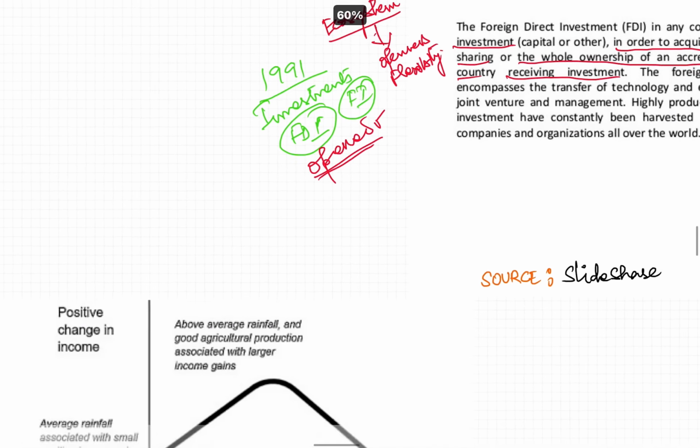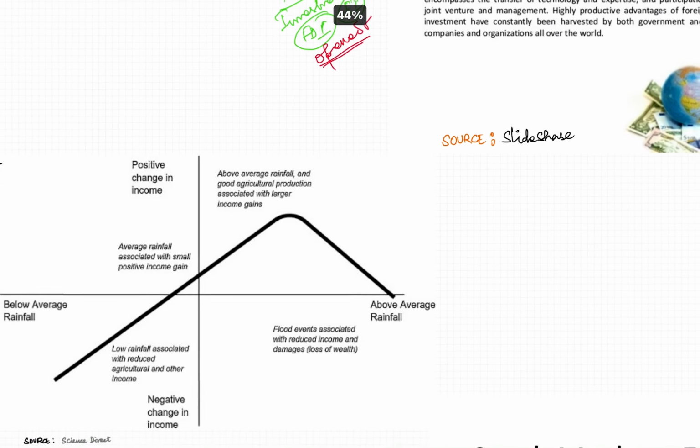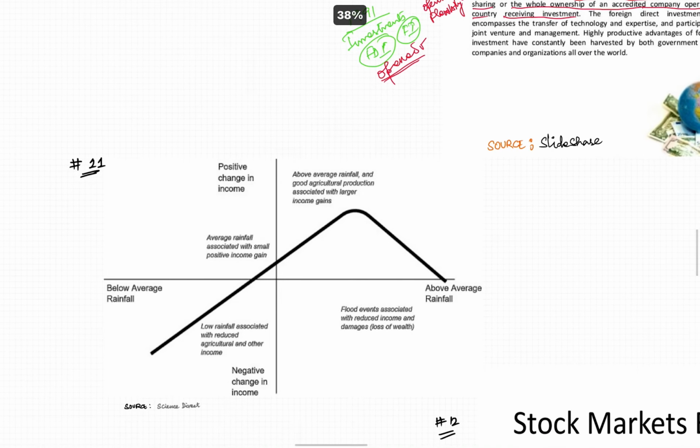Okay. Now, there's also a very large effect of the rainfall. If there's below normal rainfall, there's going to be a negative change in the income. That means people's incomes are going to come down. If there is average rainfall, it's associated with a small positive income gain. Above normal rainfall, positive change in income. Right?